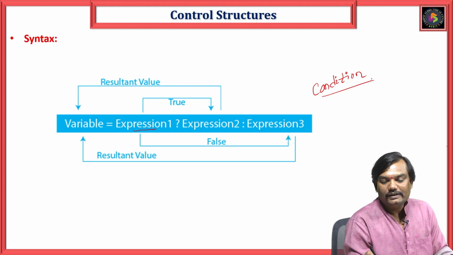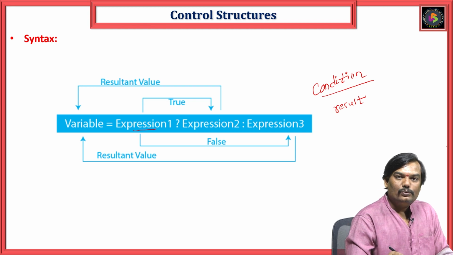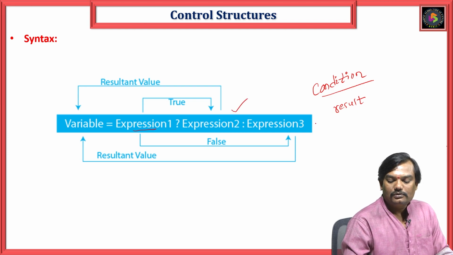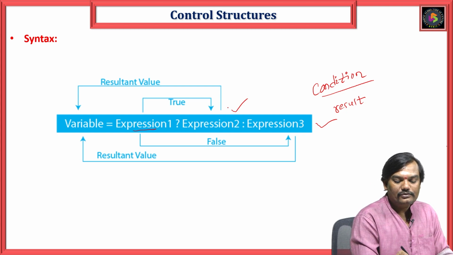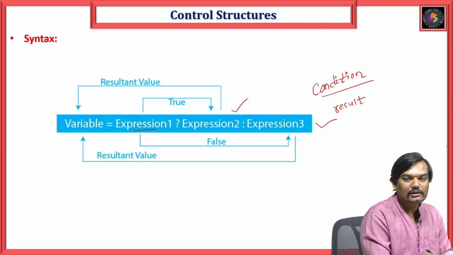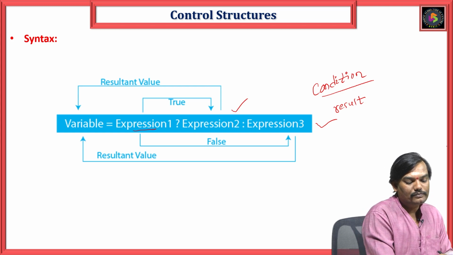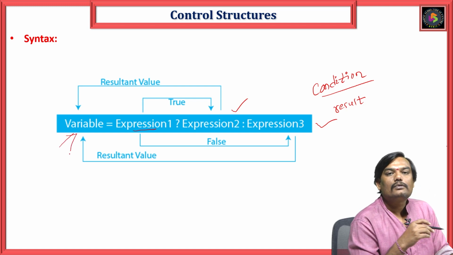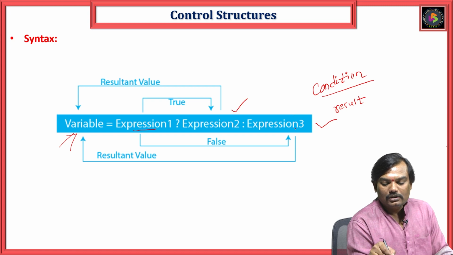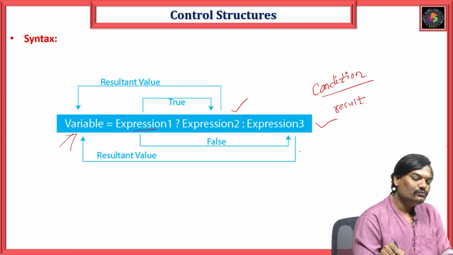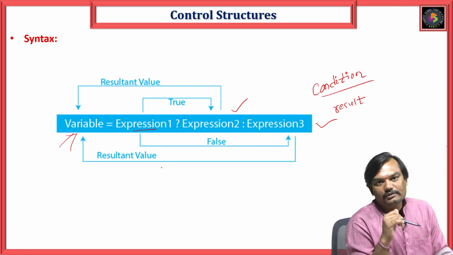So what this operator will do, it will test the condition. Based on the result of this particular condition, the program will decide whether to evaluate expression 2 or expression 3. If expression 2 is evaluated, the result of this expression will be written by this particular operator, and that should be stored inside the program by taking a variable. If the condition evaluates to false, expression 3 will be evaluated. The evaluated value of expression 3 will be written to the program by this particular operator.